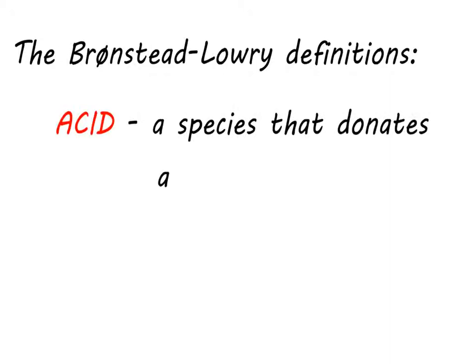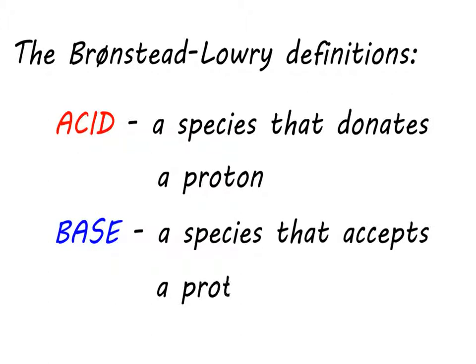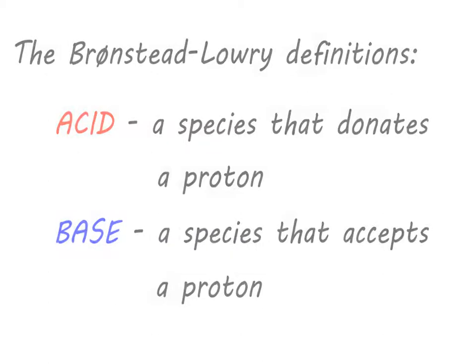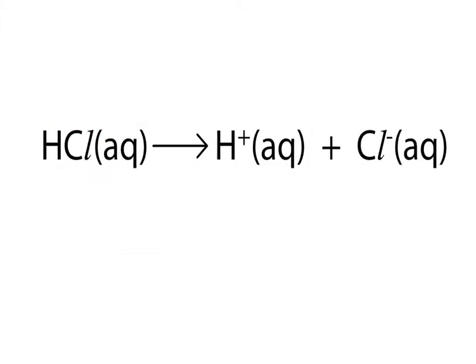There have been many theories over the years about what makes a substance an acid. The Bronsted-Lowry definition that you use in A-level defines an acid as a species that donates a proton, that is, a hydrogen ion. Similarly, a base is defined as a proton acceptor. When an acidic molecule like HCl releases a hydrogen ion in aqueous solution, we say the molecule has dissociated.